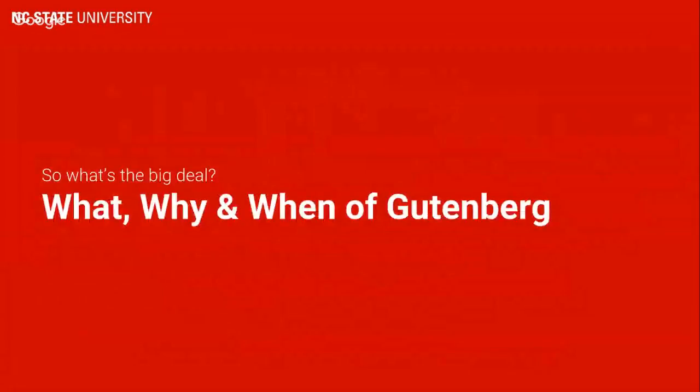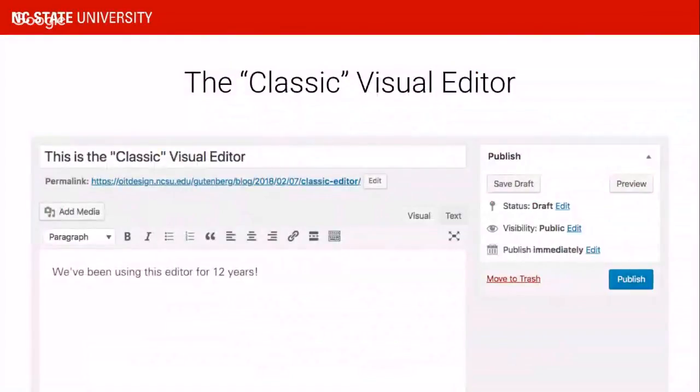So let's get started. What's the big deal? Why is this happening? What's going on? The what, why, and when of Gutenberg. So this is what's now called the classic visual editor. For a long time, this has just been the WordPress visual editor. Now it's classic. And this is the editor that WordPress has been using for the last 12 years. 12 years is a long time in the web world. And we've all very much gotten used to this editor. We've built lots of tools with this editor in mind. So any changes to this editor are significant.